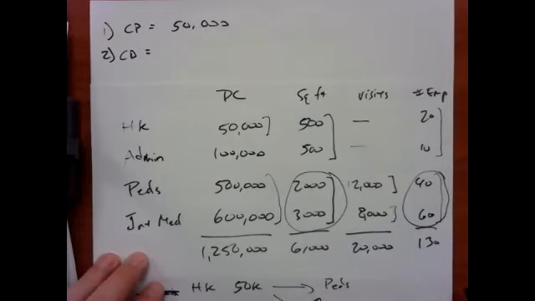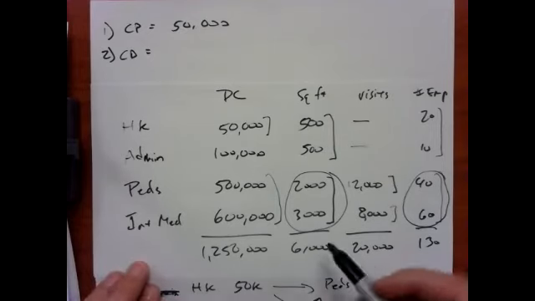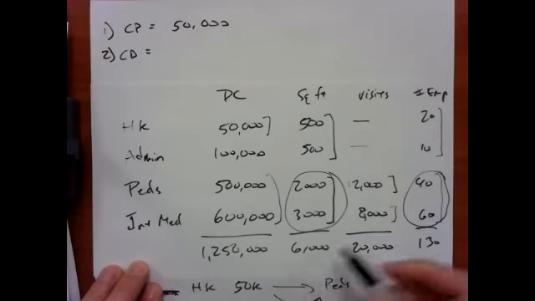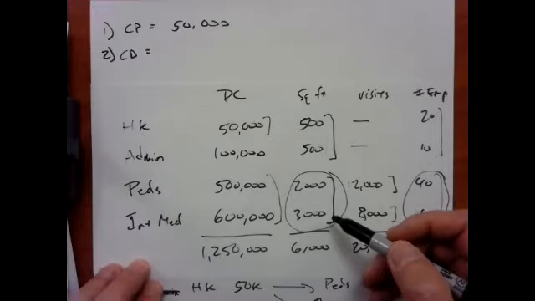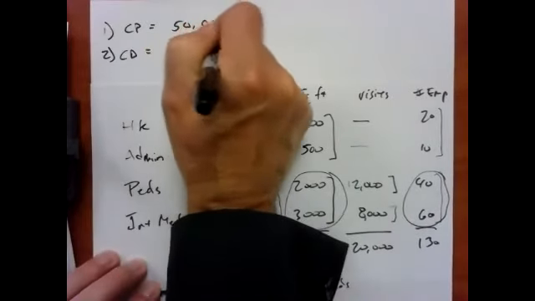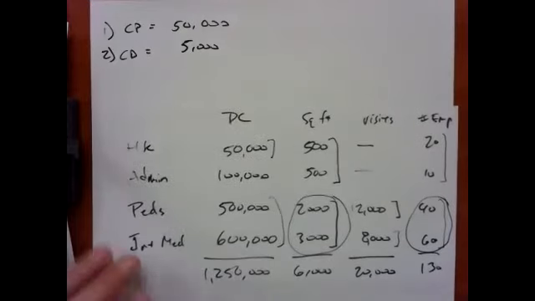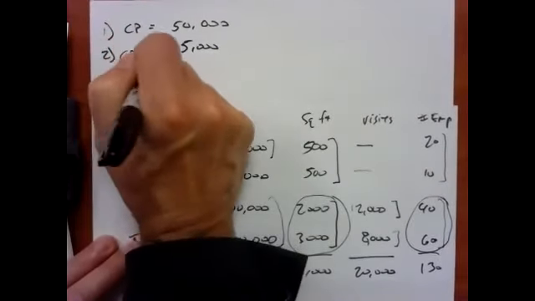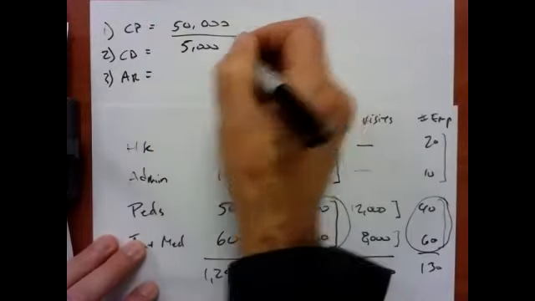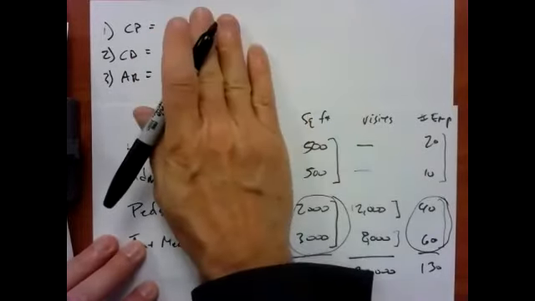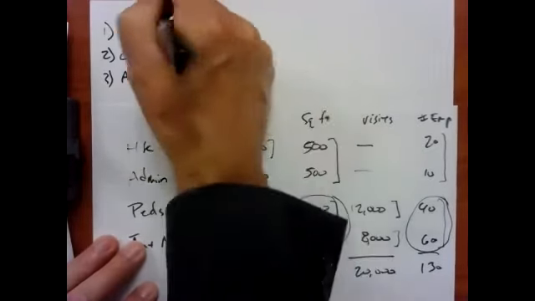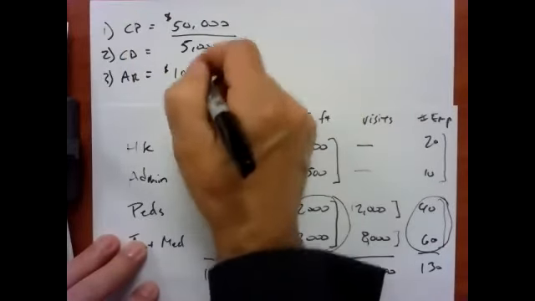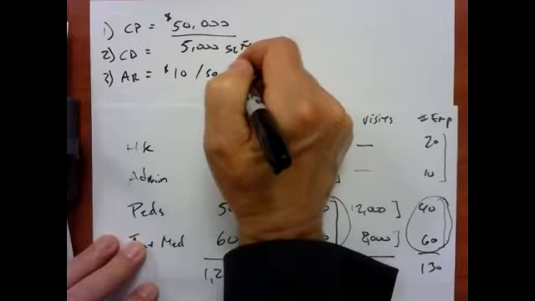All right. So for housekeeping under direct method with this example, we're not going to use the 6,000. We're going to use the 2,000 from PEDS and the 3,000 from internal medicine, giving us a total of 5,000. The allocation rate then is the 50,000 divided by the 5,000, right? 50 divided by 5 is 10. So $50,000 divided by 5,000 square feet gives us $10 per square foot.